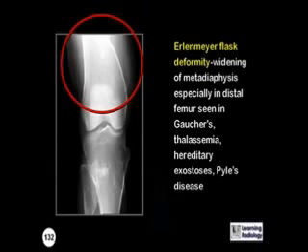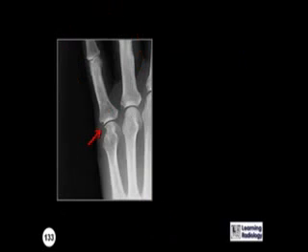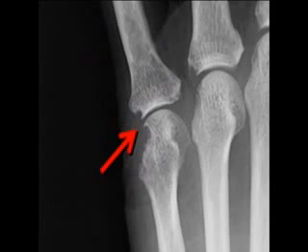This is the Erlenmeyer-Flask deformity, representing widening of the metadiaphysis, especially in the distal femur, seen in bone-packing diseases such as Gaucher's disease, thalassemia, hereditary exostoses, which is what has occurred in this patient, and Pyle's disease. What is the descriptive term given for this appearance?